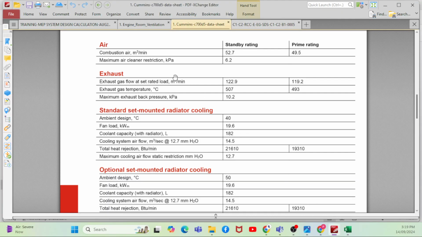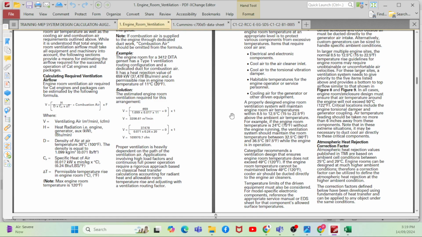But now my question is, can you go back to the engine room ventilation sheet you just showed, not the standard, not the data sheet? For example, what is that factor they have considered? This is the factor. Okay, I will tell you why the factor is required.